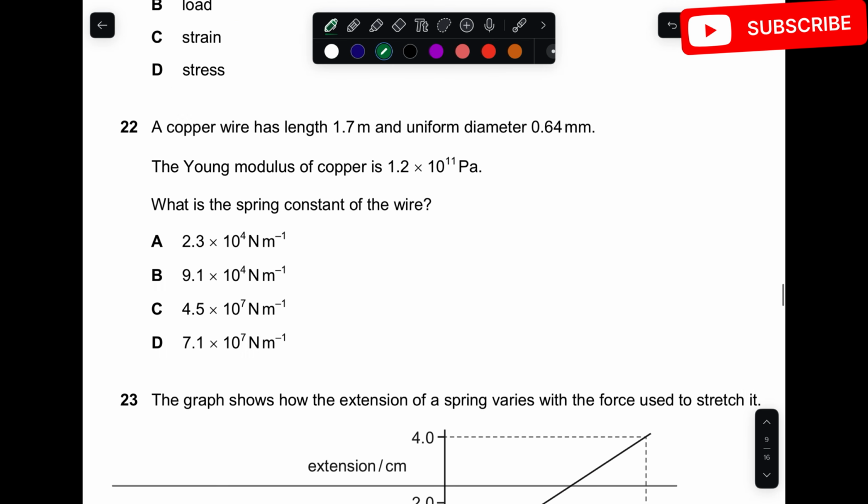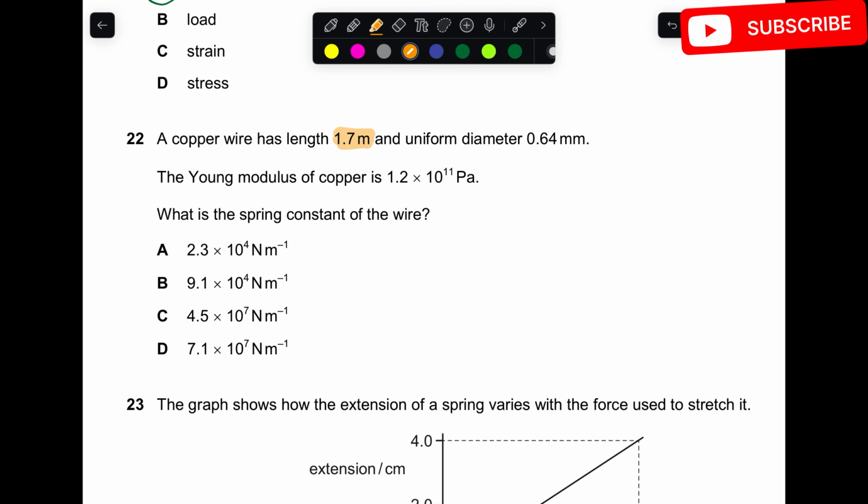A copper wire has a length of 1.7 meter. Diameter of this. The Young modulus is given. What is the spring constant? Okay, so we have to find the spring constant. So this is L. This is D. This is E. We have to find k. So Young modulus relation is Young modulus equals FL over A into x. Okay, we don't have F. We have to change F into the form of k. F is equal to kx.